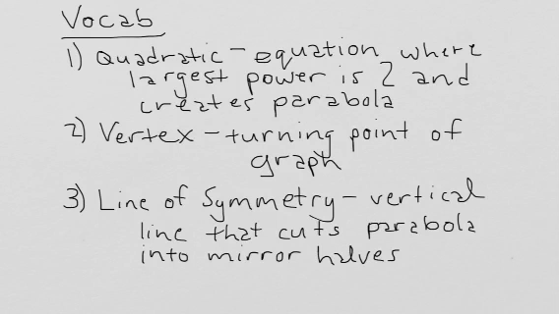Some vocabulary. First, quadratic, an equation where the largest power is 2 and it creates a parabola. Second, vertex, turning point of a graph. And third, line of symmetry. This is a vertical line that cuts a parabola into mirror halves, meaning same thing on both sides. Here's a parabola. There's a line of symmetry cutting it in half.